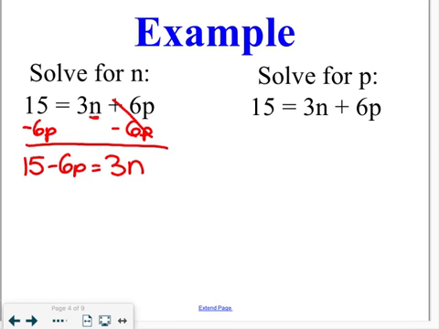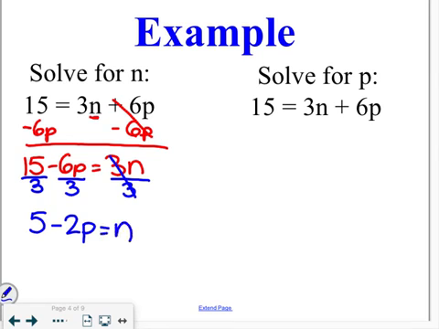The last thing we're going to have to do to get n by itself is divide by 3. I have to divide the other side by 3 as well, which means I have to divide all of the pieces on that side by 3. So since there's two separate terms, 15 and negative 6p, I have to divide both of those by 3. So this ends up giving me 5 minus 2p is equal to n. So I have solved that equation so that n is by itself.